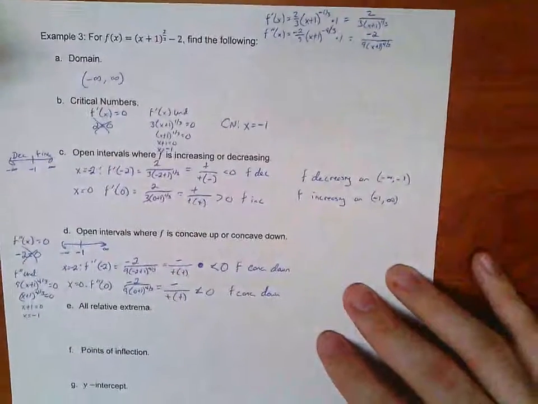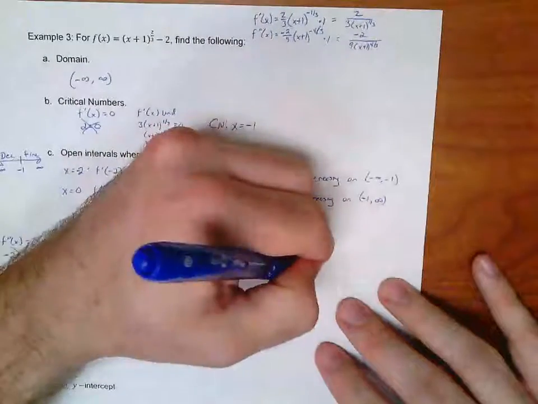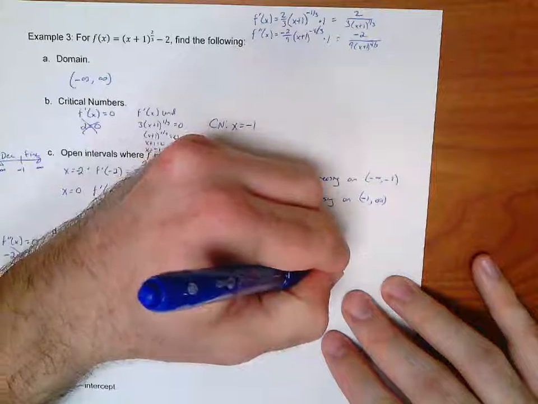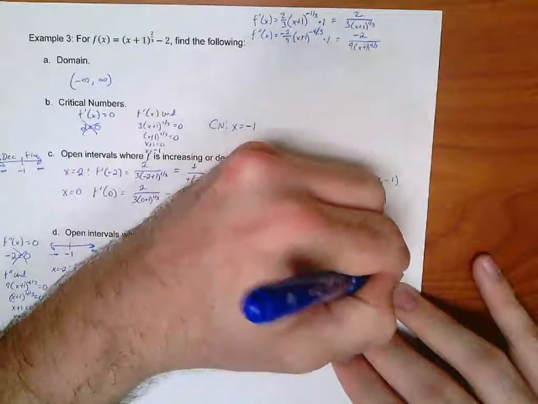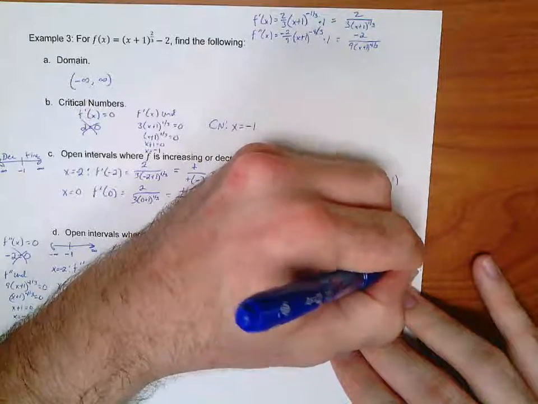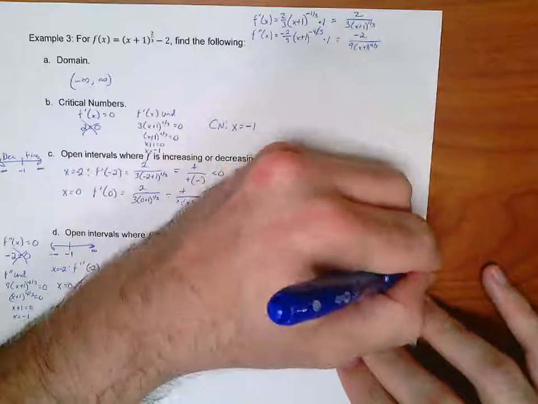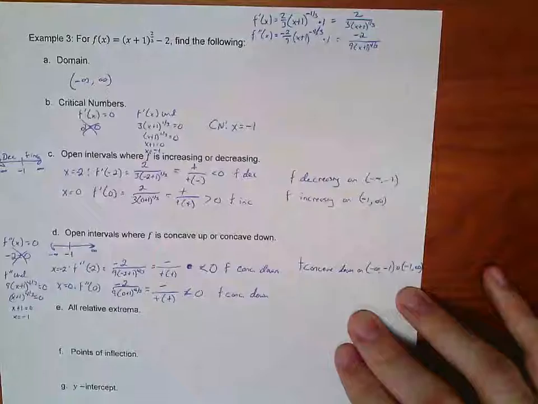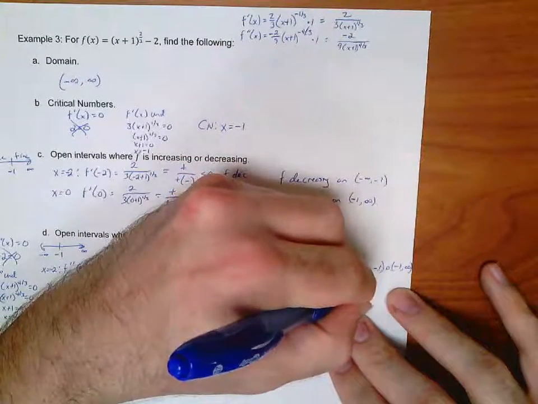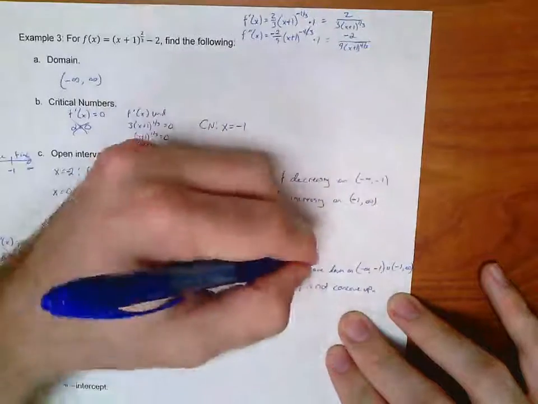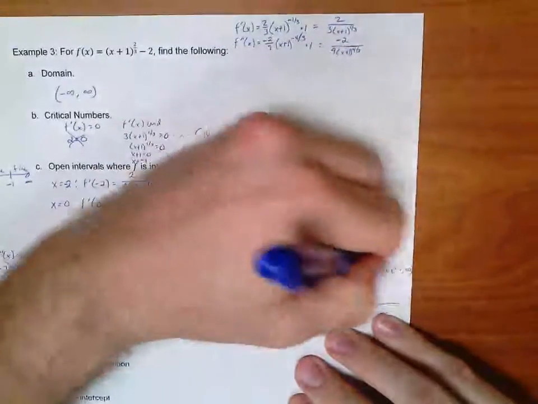So in this case, f is concave down on negative infinity to -1 union -1 to infinity. F is not concave up. Yes, you gotta tell me that it's not.